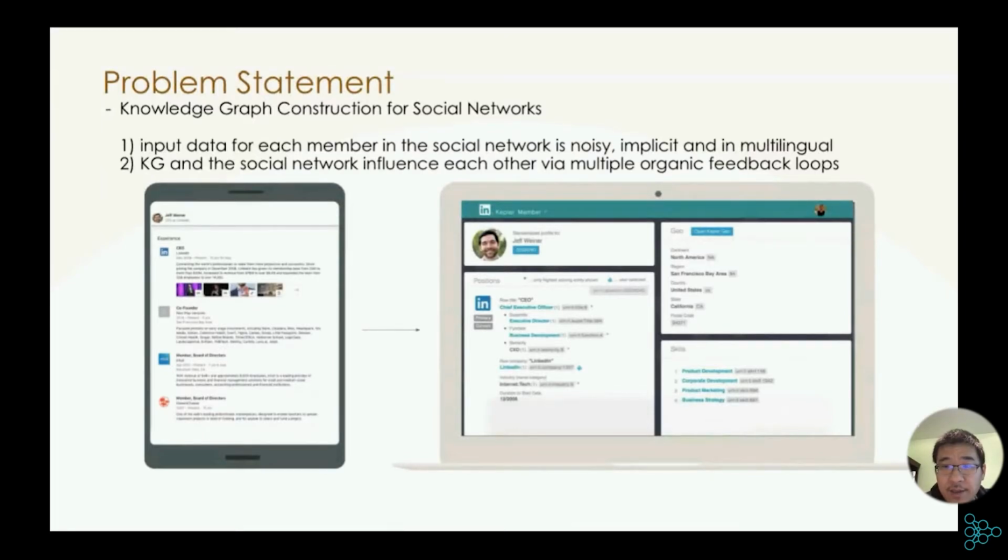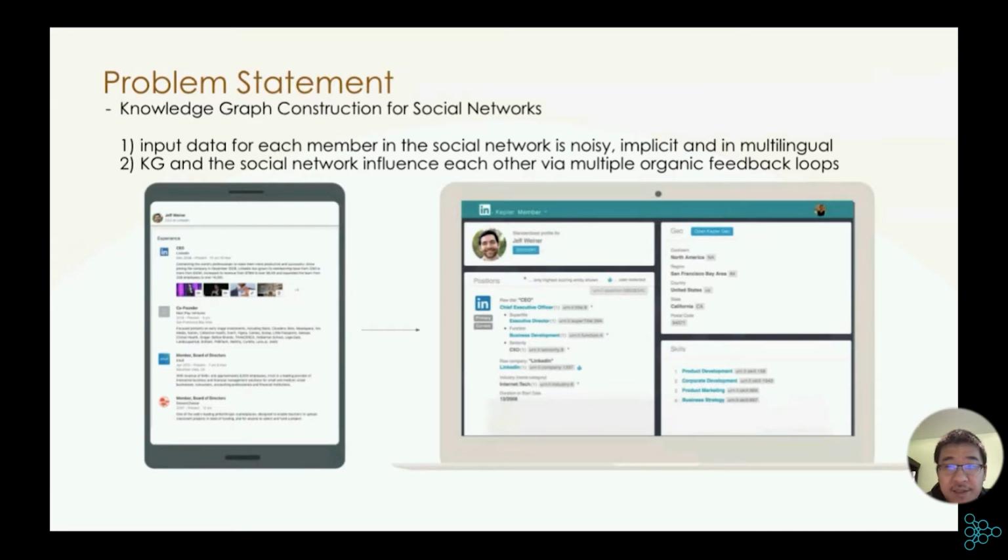Constructing the knowledge graph for social network members is a very challenging task, mainly for two reasons. The first, we are processing for every member. LinkedIn has more than 800 million members. The input data for each member in the social network is noisy, implicit, and multilingual.